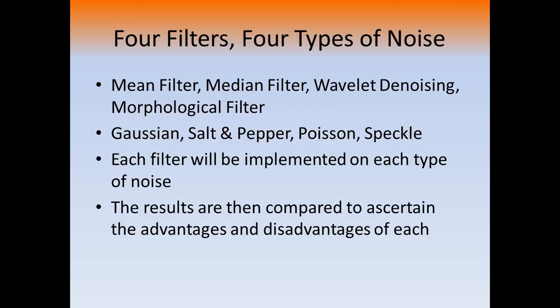So, to start, this presentation goes through 4 different types of filters: a mean filter, a median filter, a wavelet denoising technique, and a morphological filter, and tests them across different types of noise. Now, the reason I'm doing this is to test which filter works well over which type of noise and see if we can figure out any advantages or disadvantages to the use of each type of filter.